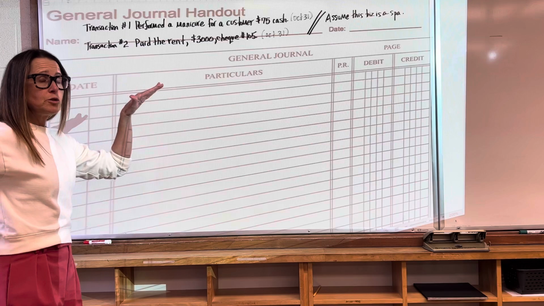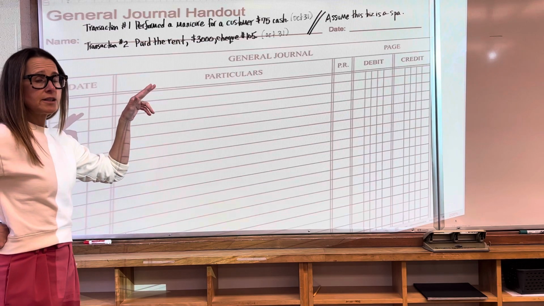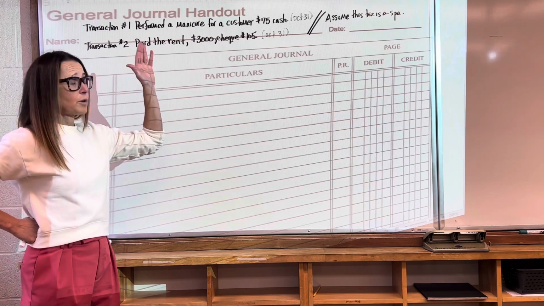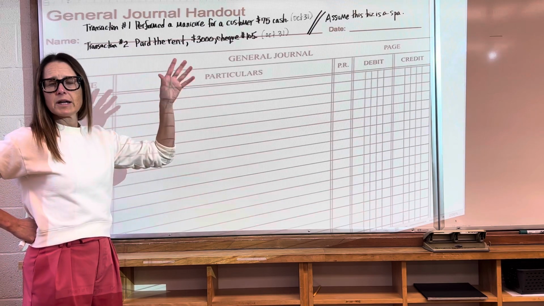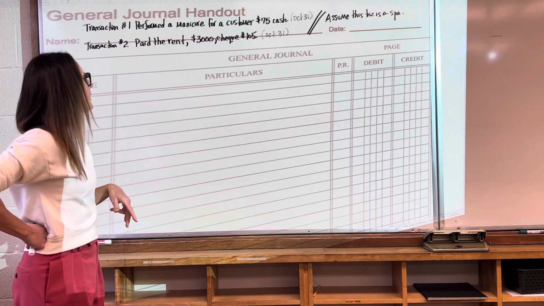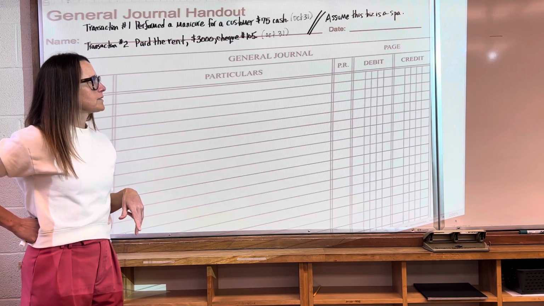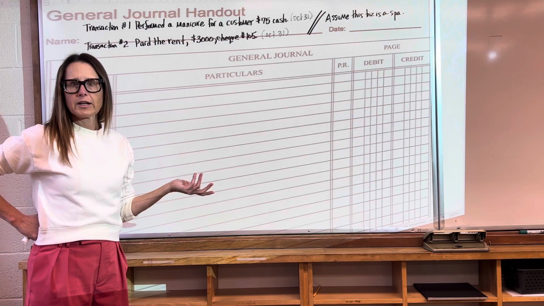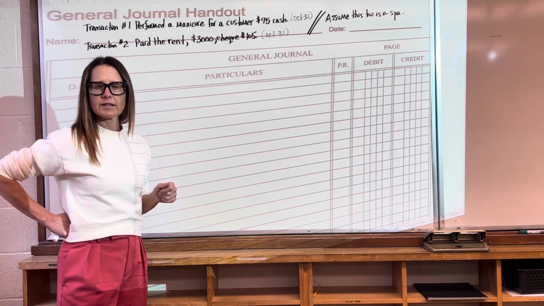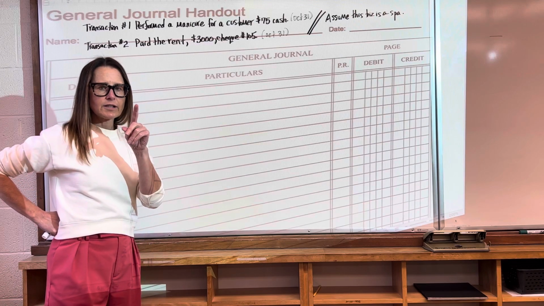So I have 2 sample transactions here. In this case, we're going to assume that it's a spa, and the spa provides manicures, pedicures, you name it. And in the first transaction, the spa performed a manicure for a client, and the client paid $75 cash. Here's how you do this.